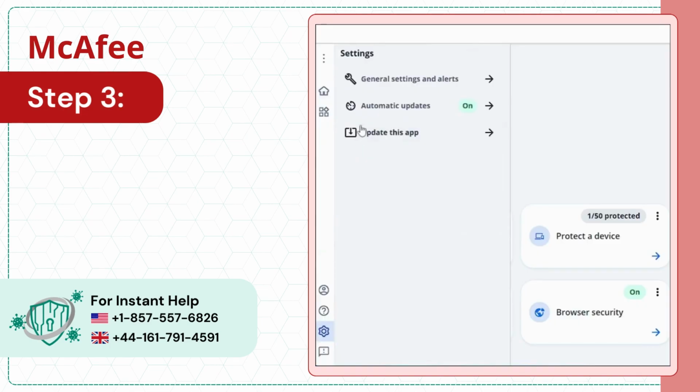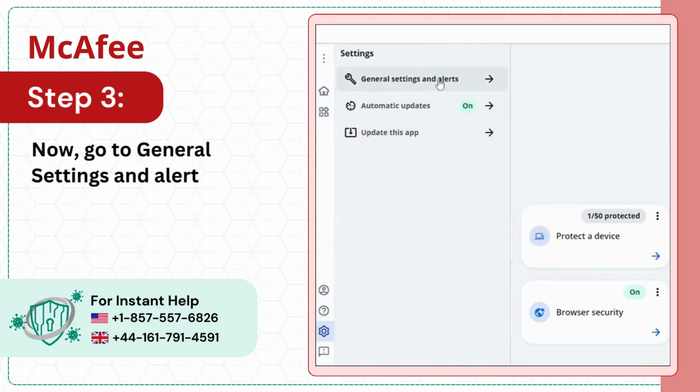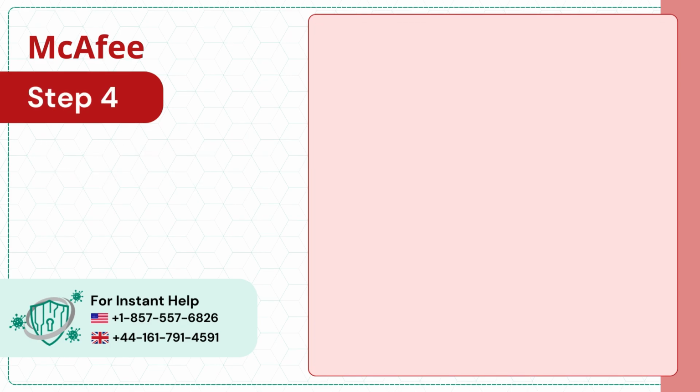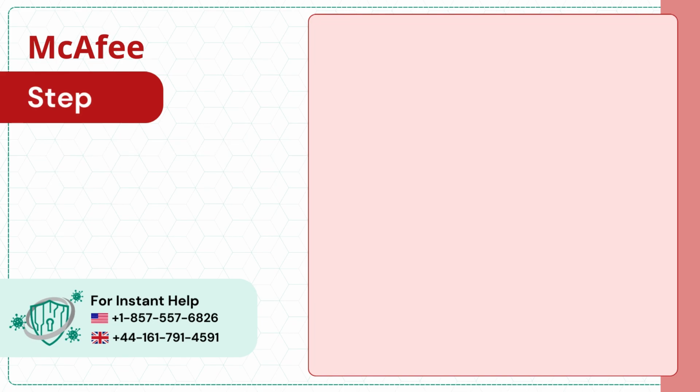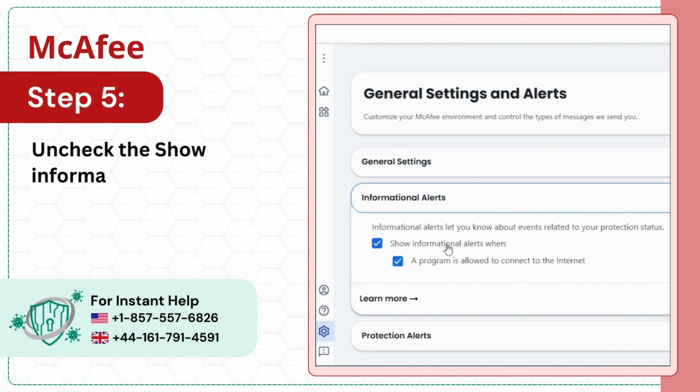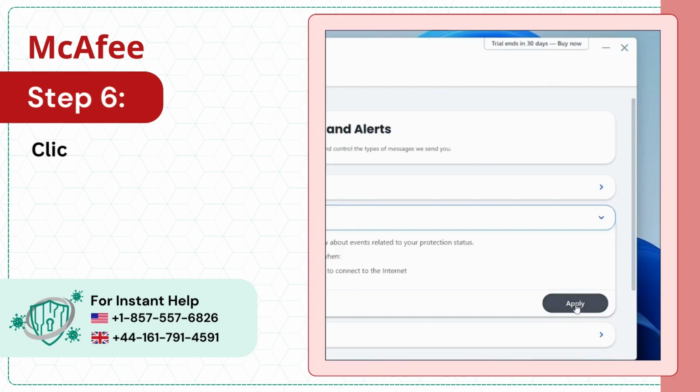Step 3. Now go to General Settings and Alerts. Step 4. Tap on Informational Alerts. Step 5. Uncheck the Show Information Alerts when option. Step 6. Click Apply and close the tab.